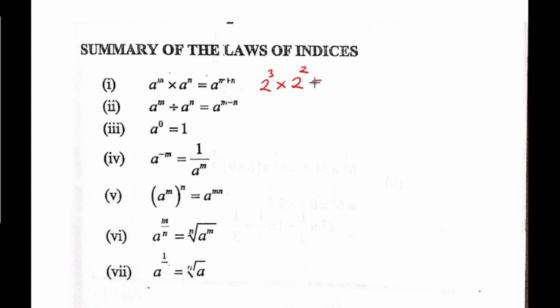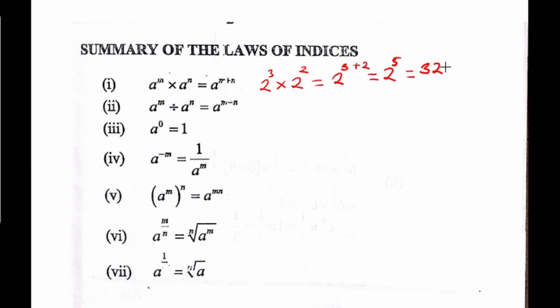According to the law, this should give us the base, which is 2, to the power of the sum of the powers. So this should become 2 to the power of 5, and 2 to the power of 5 is equivalent to 32. That's 2 multiplying itself 5 times.